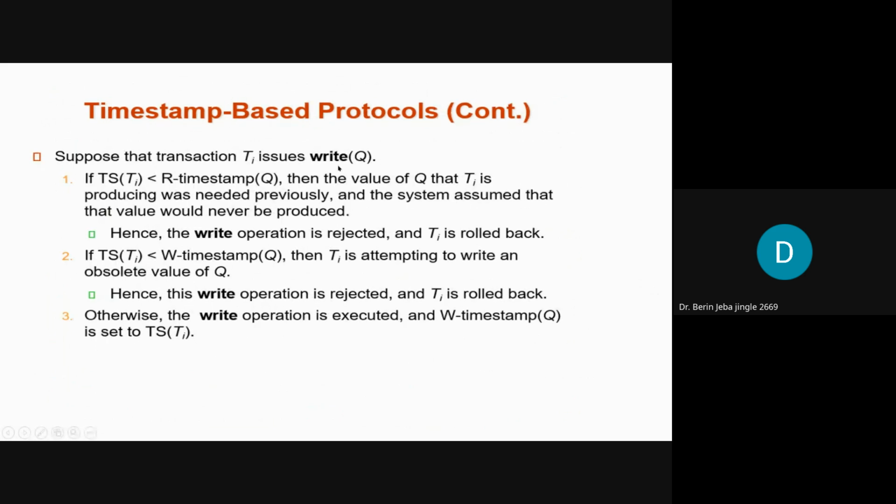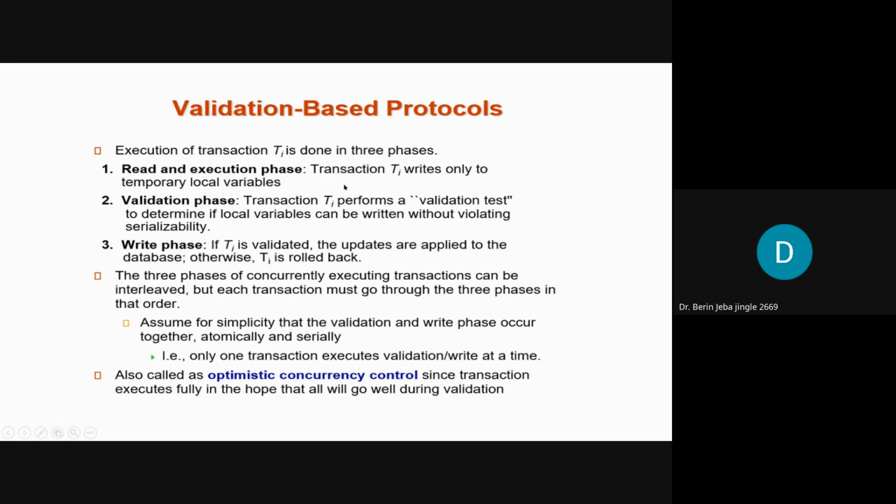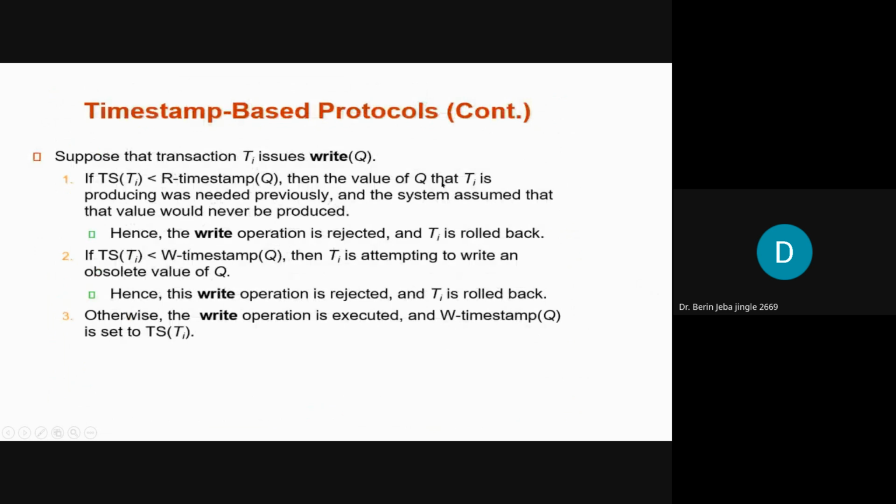For the write operation, what is happening? TS of TI is compared with the two timestamps, read and write. If it is less than the read timestamp, then the value of Q that TI is producing was needed previously, and the system assumes that the value would never be produced. So the write operation will be rejected. Again, if it is less than the write timestamp, the write operation is again rejected.